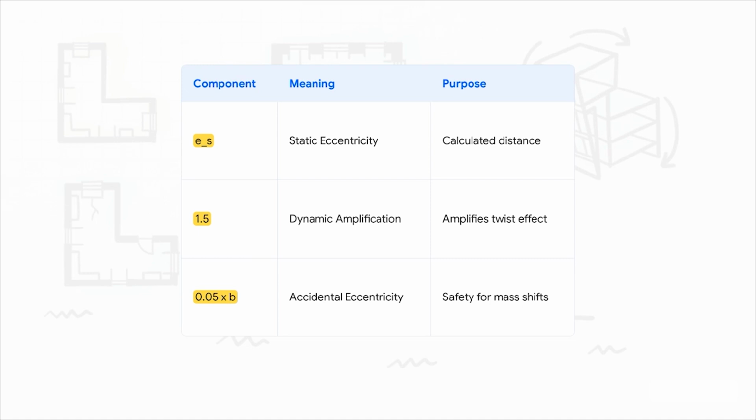And then, this is the big one, it forces you to multiply your calculated twist by 1.5. Why? Because the physics of a twisting building actually makes the forces even worse than they look in a static model. The takeaway is huge. You are required by law to design for a twist that is 50% larger than what you initially calculate.